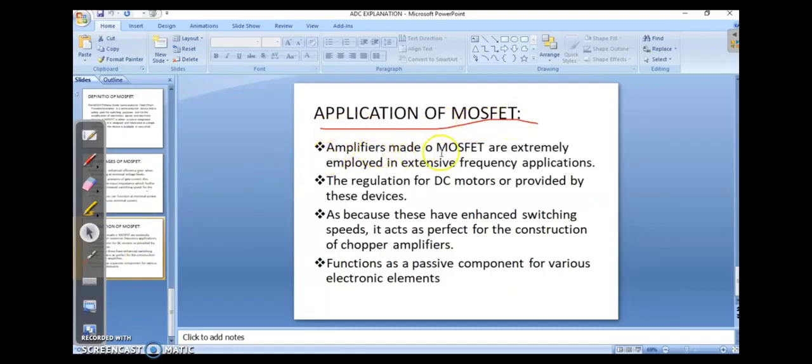And now the applications of MOSFET. Amplifiers made of MOSFETs are extensively employed in wide frequency applications. The regulation of DC motors is provided by these devices. Because they have enhanced switching speeds, they are perfect for construction of chopper amplifiers and function as passive components for various electronic elements.